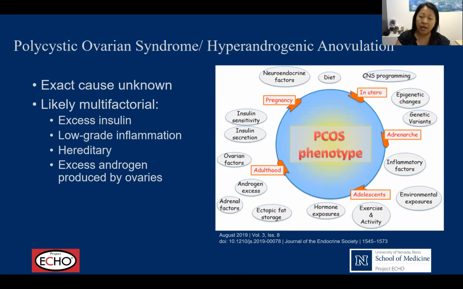The exact cause is not known. And when you don't know, it's usually multifactorial. And there's a lot of different things that are going on that cause PCOS to happen based on my reading. And it's all sorts of things, as you can see from this graphic.